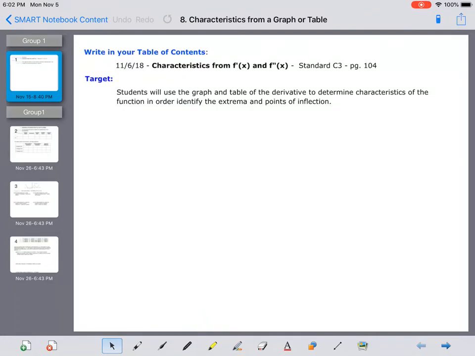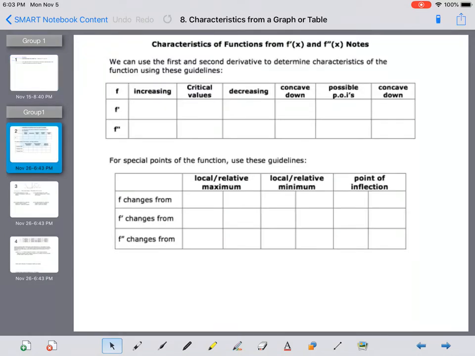Okay, so let's kind of look and summarize everything that we've done so far with curve sketching. We're going to summarize our justifications and look at how everything is related. So at the top of your page 104, you have this table. If we think about the characteristics of our function, we think about things like our function increasing. We look at the critical values because those are where our maxes and mins are. Decreasing, concavity if it's concave down, our possible POIs, and then of course, one of those should say concave up.